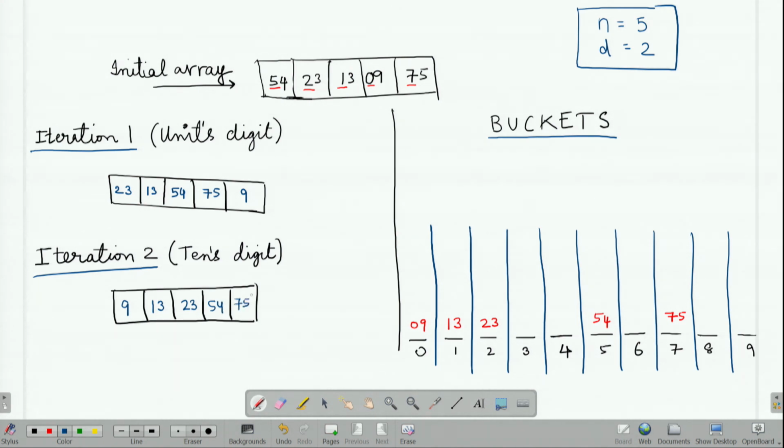Now that we've completed the tens digit, we see that d is equal to 2 and we have no further significant digits, and we have reached our most significant digit. So this means that this final result that we got from this iteration is the final sorted result from Radix sort. So now we have successfully sorted these 5 numbers using the Radix sort algorithm.